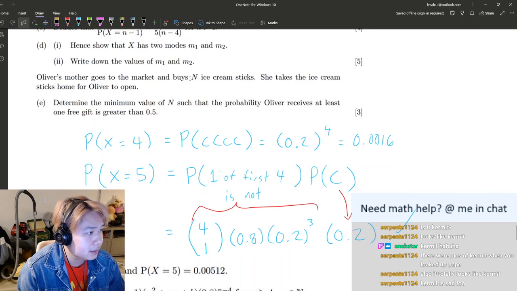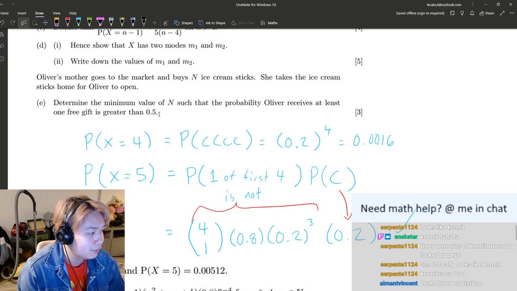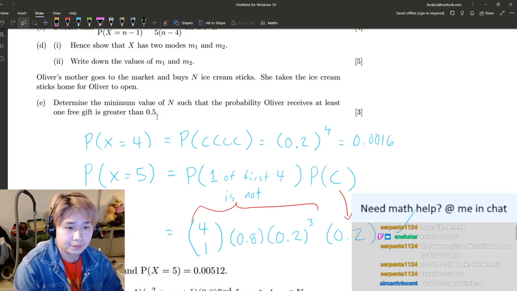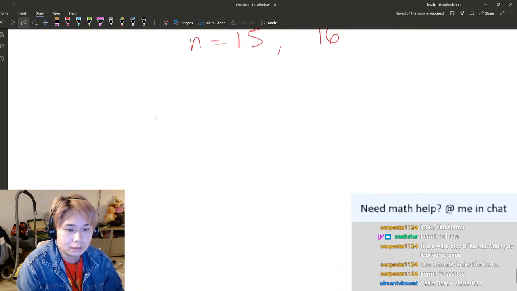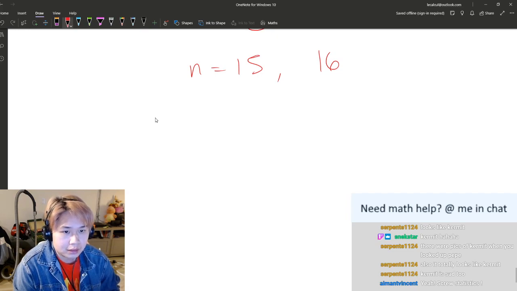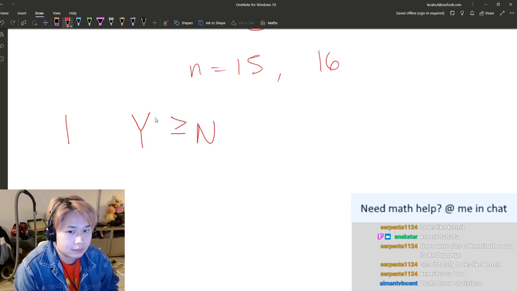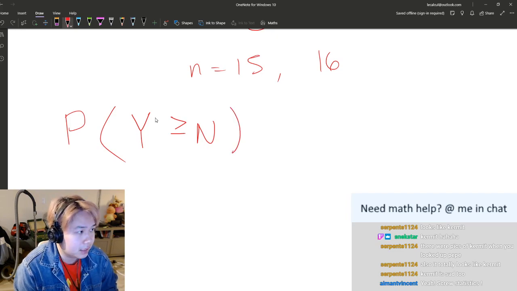Mom buys N ice cream sticks. Determine the minimum value of N such that the probability Oliver receives at least one free gift is greater than 0.5. I hate statistics. So, Y is how many different situations there are, right, that he wins one prize. So, we want to find the minimum value such that this is 0.5.